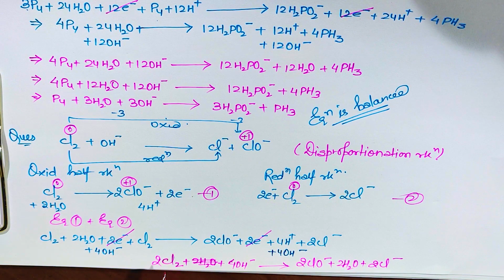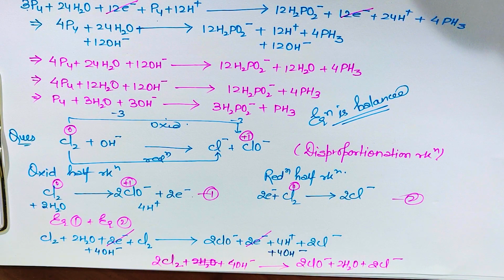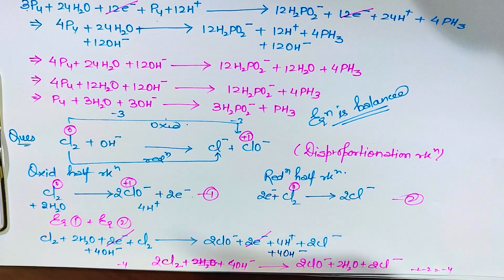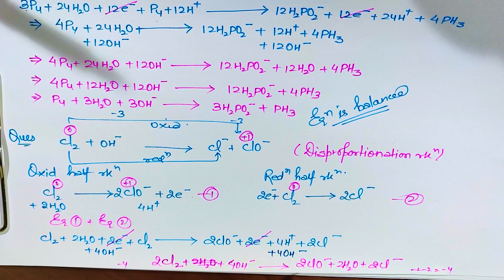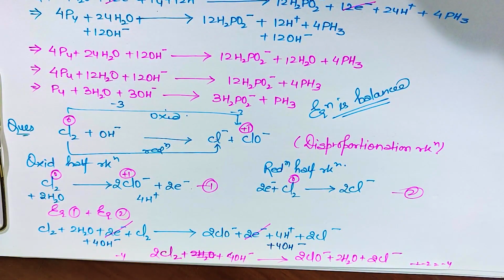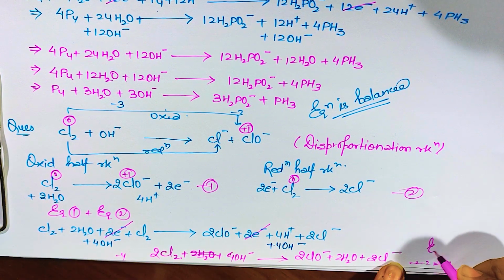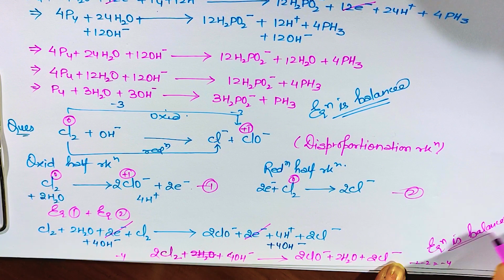Now just check how many chlorine: 4, 2 chlorine, 2 chlorine. How many hydrogen? 4 hydrogen, 4 hydrogen. Oxygen total 4, here also 2 and 2, 4. Now just check the charge. There are 4 minus, so the charge is -4, and here also -2, that means -4. The charge is also balanced. And the third thing, since it is a basic medium, OH minus should be there in the final reaction, so it is there. That means we can write the equation is balanced. I hope it is clear.